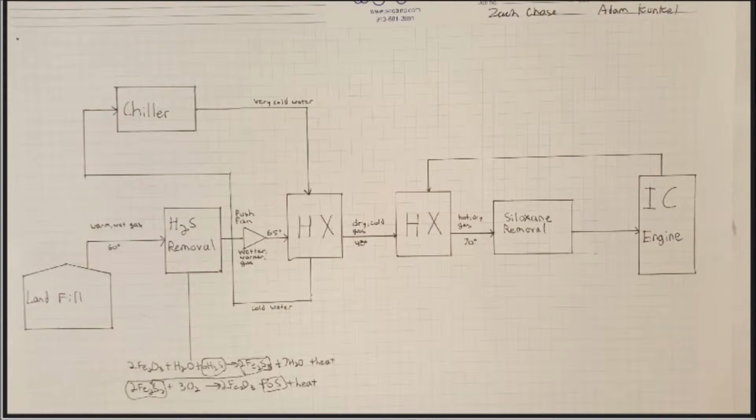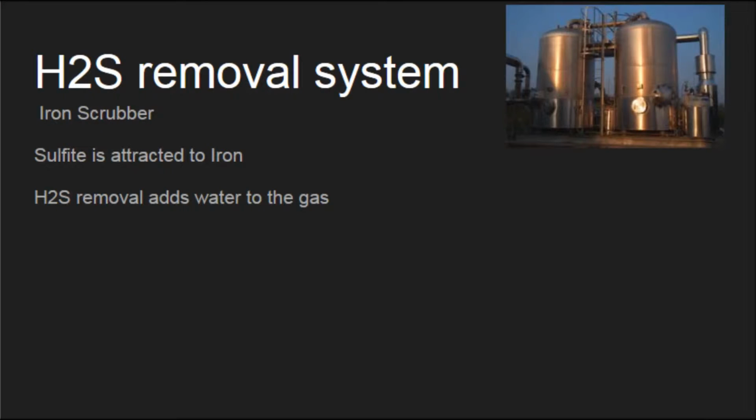The first part in our gas cleanup line that'll take all this dirty gas and start removing the impurities, like Adam talked about, will be the hydrogen sulfide removal, which is H2S. If we keep that in there, it's going to damage all of our machines and damage our engine. So we need to remove it.